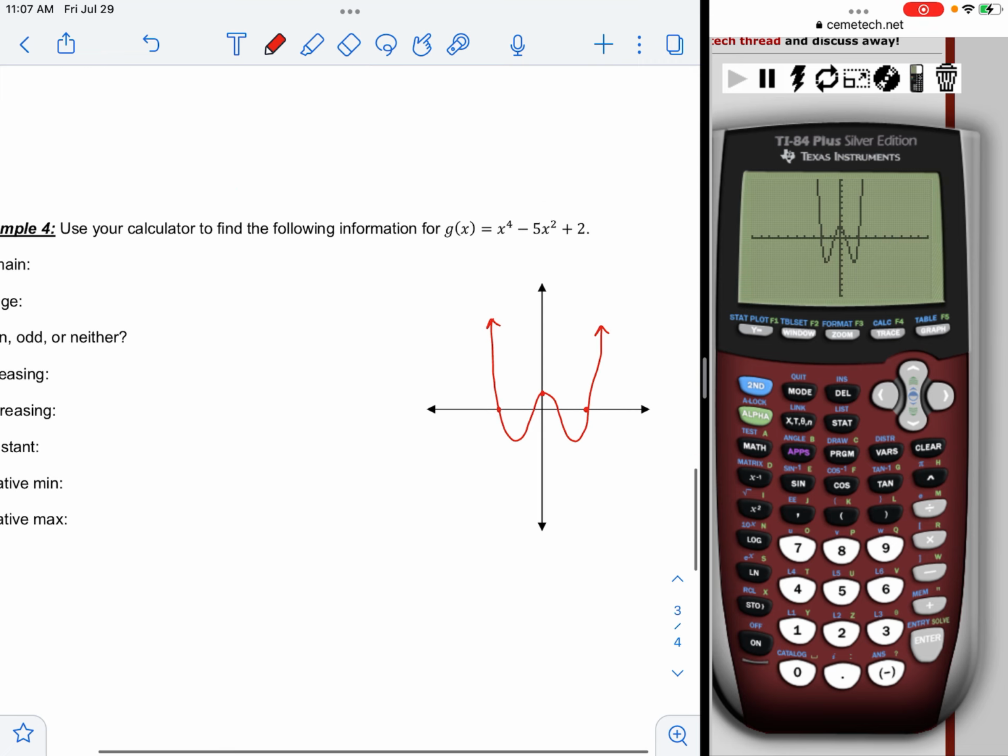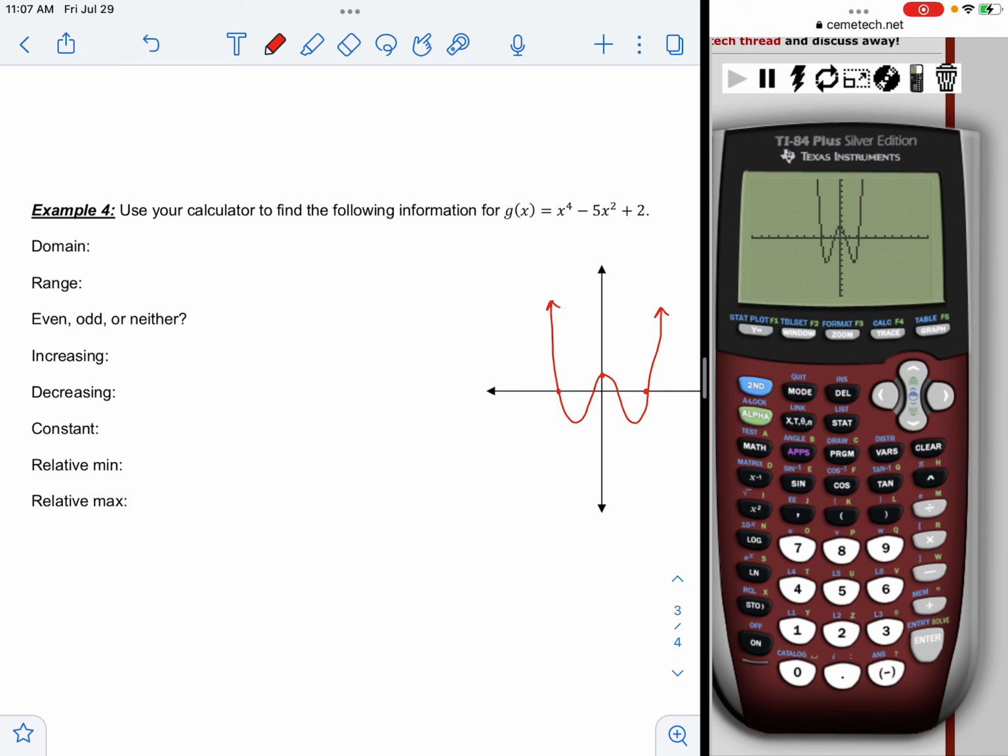Okay, there's my sketch. All right, I want the domain first, okay? Notice I put arrows on the ends because the calculator screen just cut it off. It keeps going forever and ever. So looking left to right, my domain is negative infinity to positive infinity, arrow to an arrow.